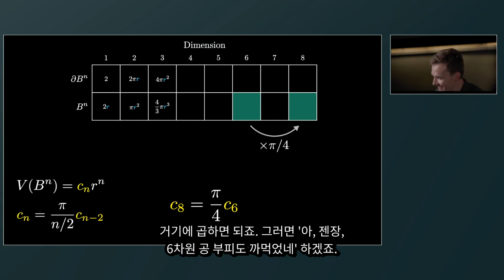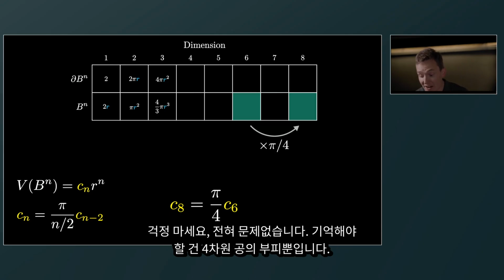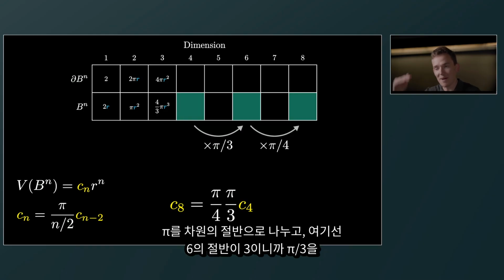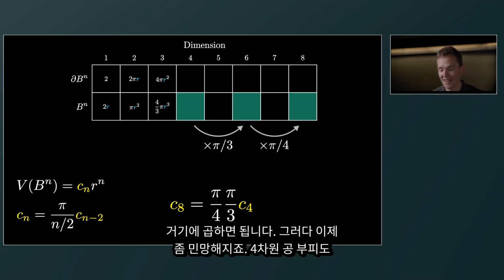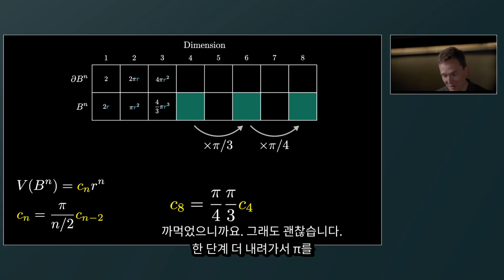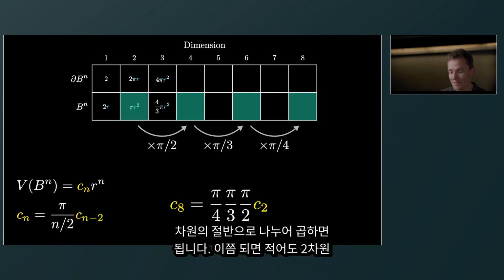And you say, crap, I also forget the volume of a 6-dimensional ball. Not a worry at all. All you have to remember is the volume of a 4-dimensional ball. You take pi divided by half the dimension, so in this case half of 6 would be 3, pi divided by half the dimension, multiplied by that. And you're like, well, now this is embarrassing because I also forget the volume of a 4-dimensional ball. But not a worry. You go down one more, you multiply by pi divided by half the dimension.